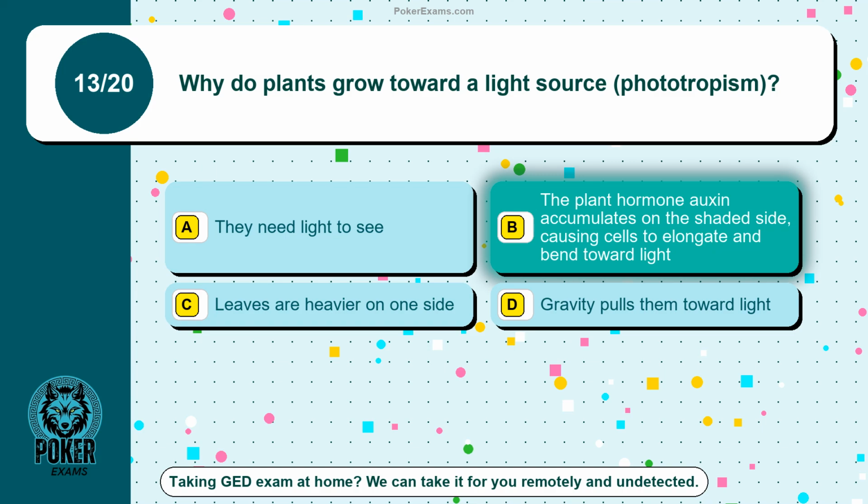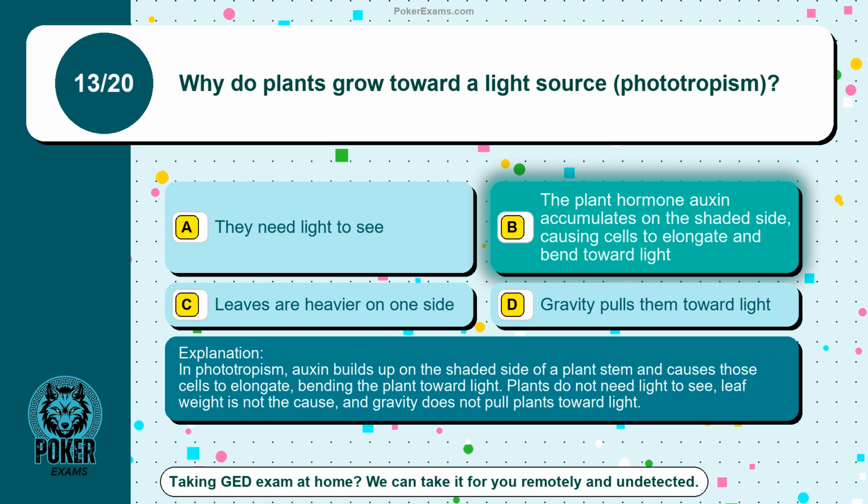The correct answer is option B. The plant hormone auxin accumulates on the shaded side, causing cells to elongate and bend toward light. In phototropism, auxin builds up on the shaded side of a plant stem and causes those cells to elongate, bending the plant toward light. Plants do not need light to see, leaf weight is not the cause, and gravity does not pull plants toward light.